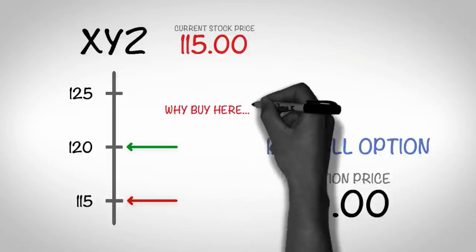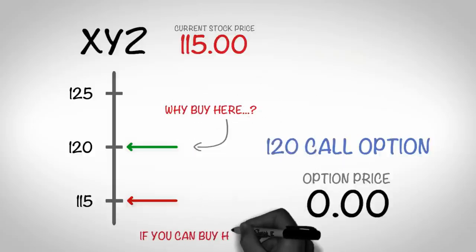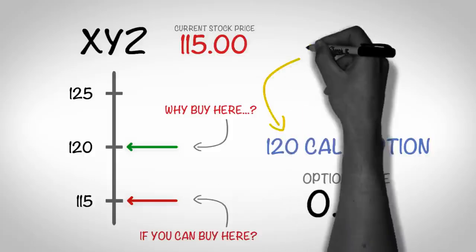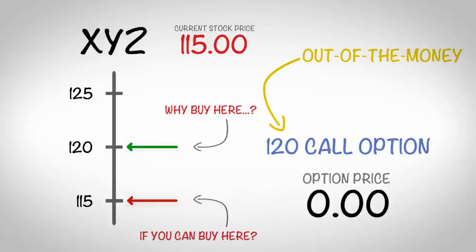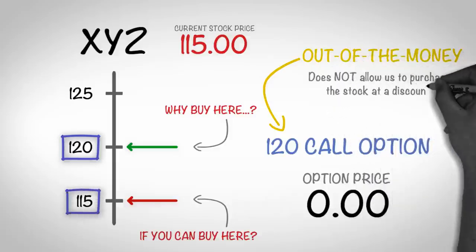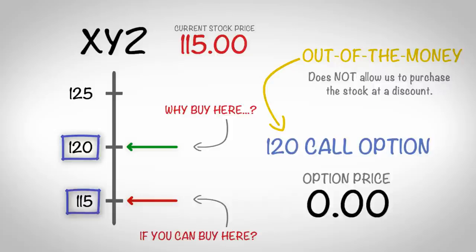because who in their right mind would want to exercise their right to buy stock at 120 when they can just simply purchase it at its current market price of 115? In this scenario, we would refer to this option as being out of the money, because the call option strike price is above the current stock price, and therefore does not allow us to purchase the stock at a discount. Again, this is referred to as out of the money.